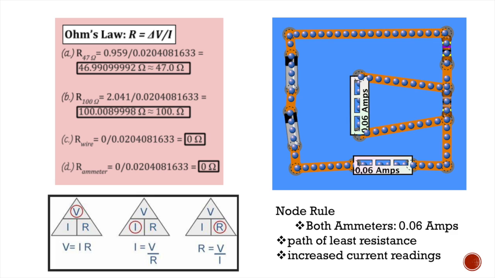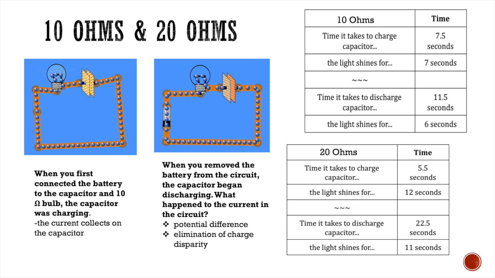On the top left of the slide, you can see how we use Ohm's law to calculate these various resistances. For this aspect of the lab, we'll repeat it twice, once with a 10 ohm bulb and once with a 20 ohm bulb. In our circuit, we'll also have a battery and a capacitor.